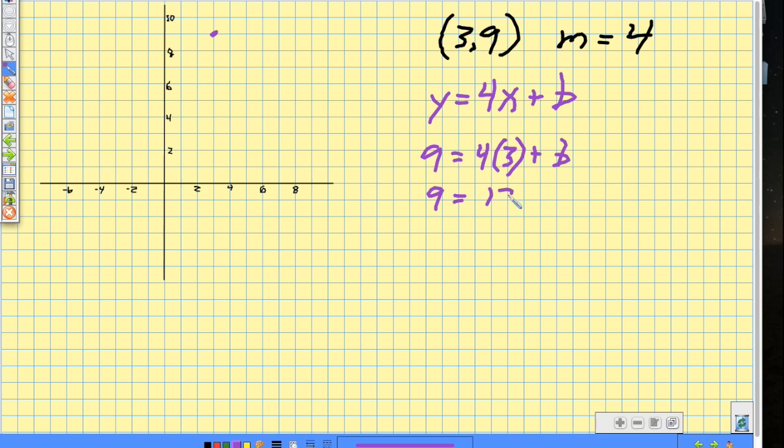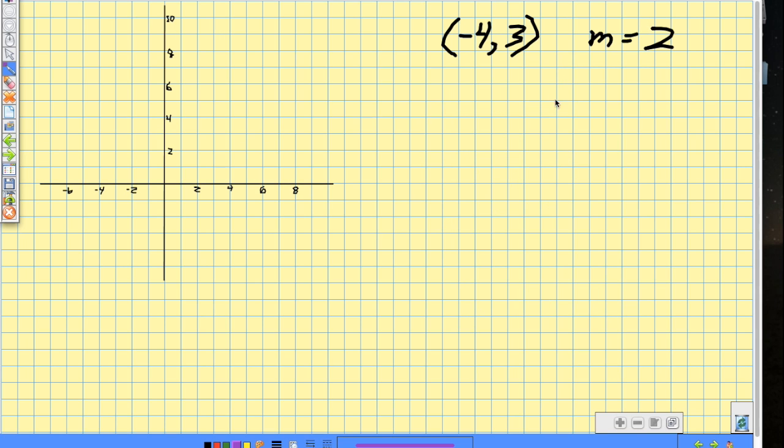9 equals 12 plus b. And when I subtract 12 from both sides, I get that b is negative 3. So my equation is y equals 4, the slope I had before, x minus 3.